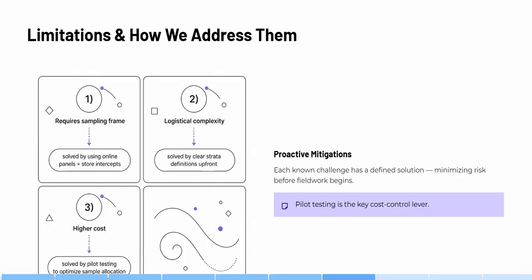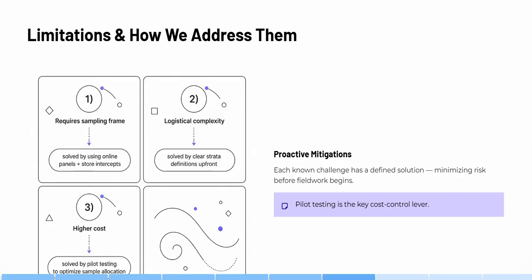And of course, this research also has limitations, and we're going to address them. The first limitation is that it requires a sampling frame, and it can be solved by using online panels or store intercepts. The second one would be logistical complexities, where these complexities would be solved by clear strata definition before the research even begins.